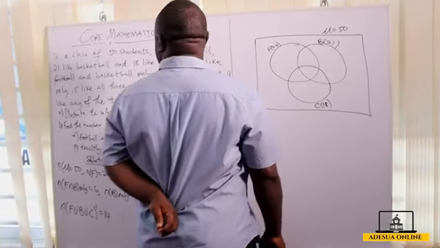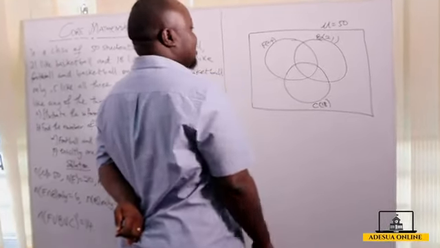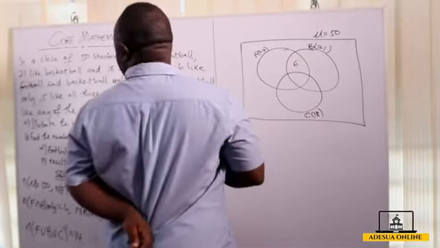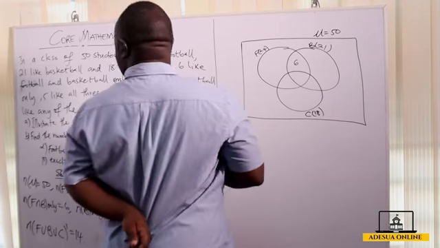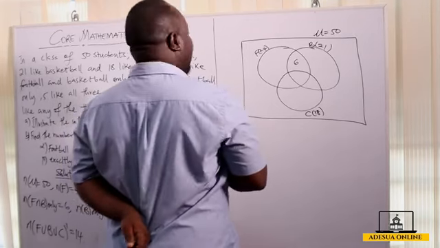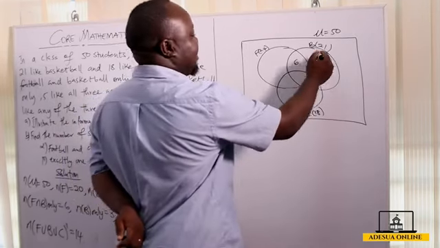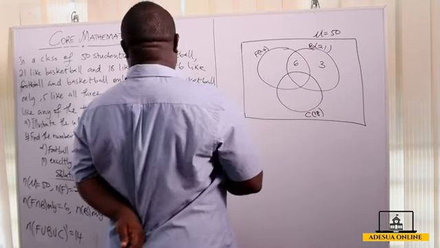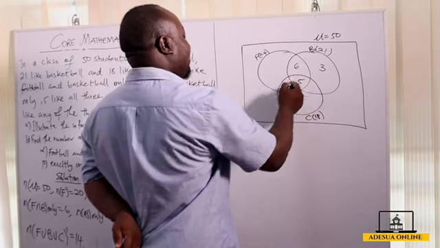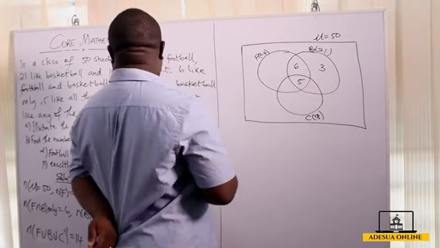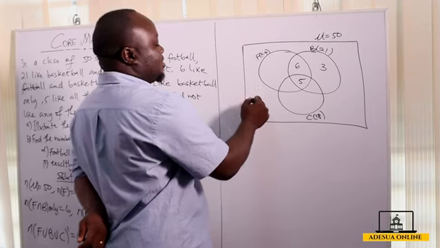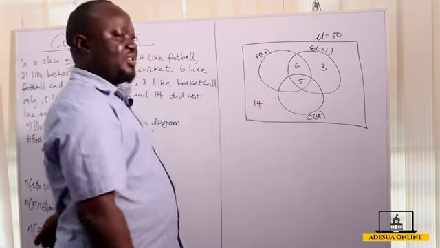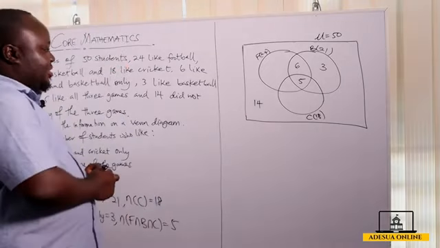We are told that 6 like football and basketball only. So football and basketball only is 6. 3 like basketball only. So basketball only is 3. 5 like all 3 games. And 14 did not like any of the 3 games. So those people are outside the set. But they all make up the universal set of what? 50.